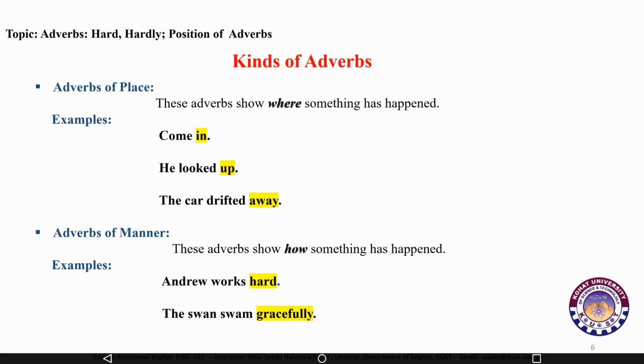Thus only will you succeed. So thus here is what? Adverb of manner. Is that so? In this sentence, so is adverb of manner.